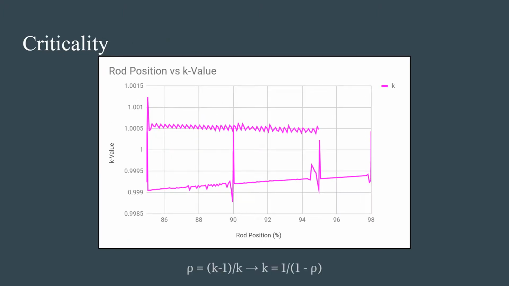The K value is related to the reactivity of the reactor by the equation seen below the graph. When K equals 1, the reactor is said to be at criticality. K is less than 1 with dramatic spikes at the steady state values when the rod position is decreased, and K fluctuates around a single value as the rod position is increased.